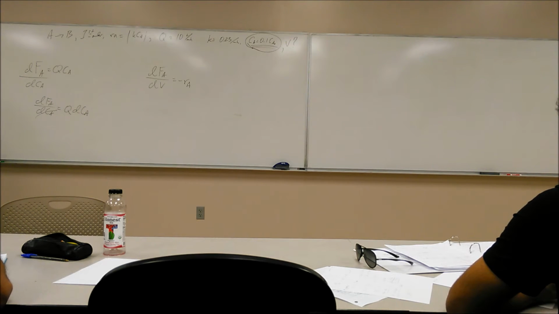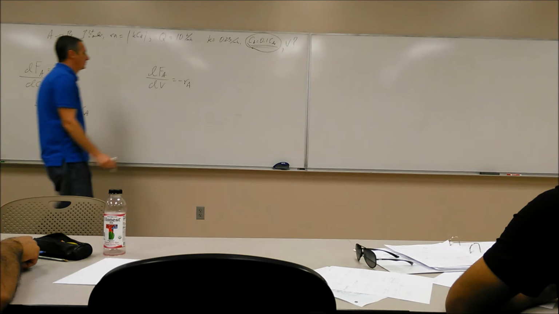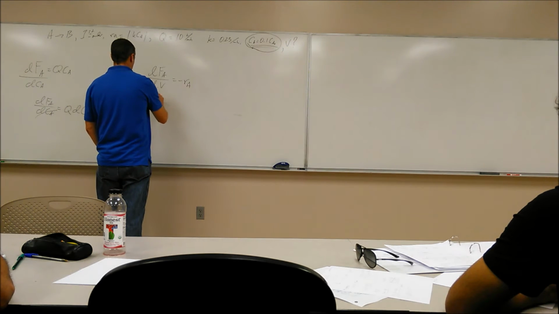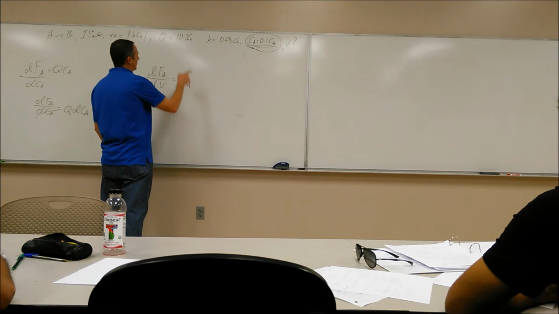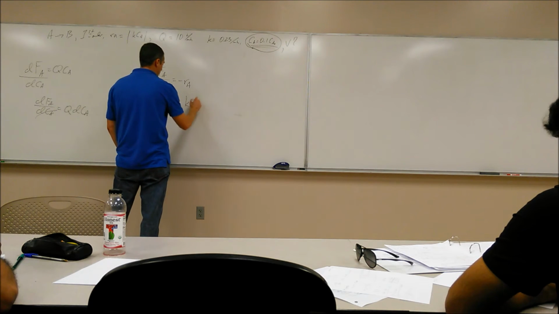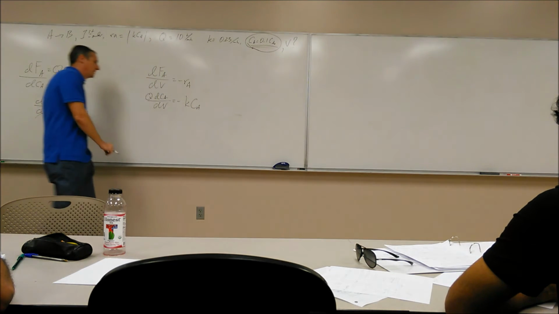That was a lucky one. You could have just plugged the 2 in and got away with it. If you do XA, you won't get away with it doing that. So we can say that this equals Q dCA, dV equals minus RA, and I'm just going to put in KCA. Put that in there just like that.